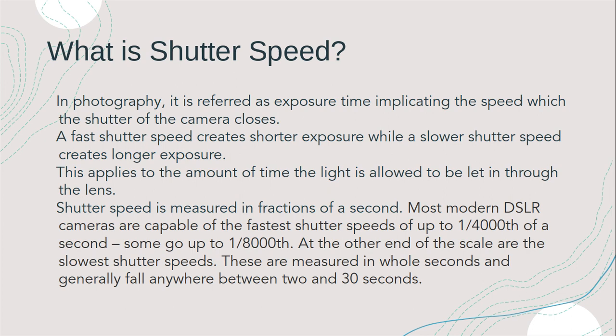At the other end of the scale are the slowest shutter speeds. They are measured in whole seconds and generally fall anywhere between around 2 and 30 seconds. That's basically if you're using a slower or longer shutter speed.